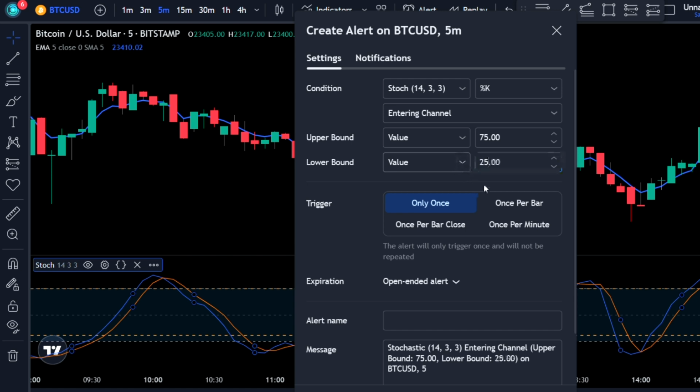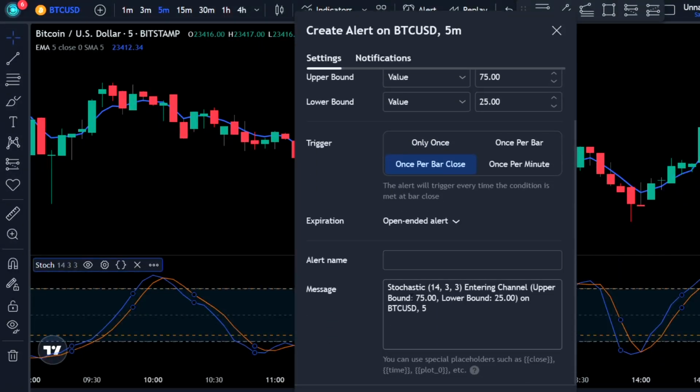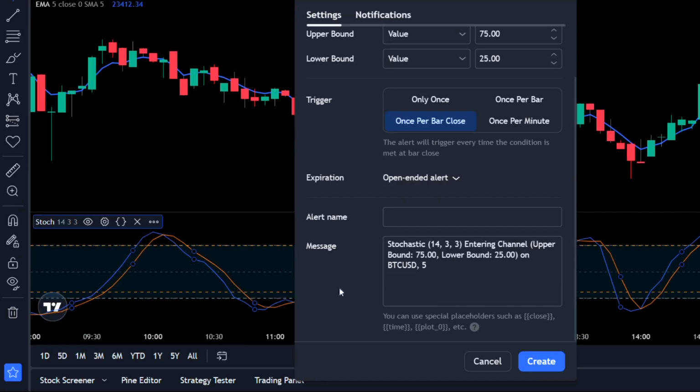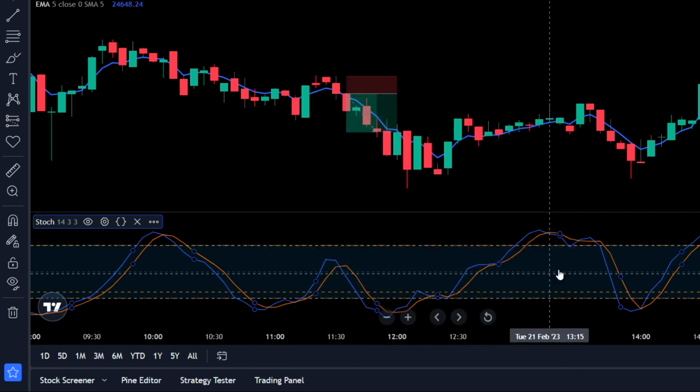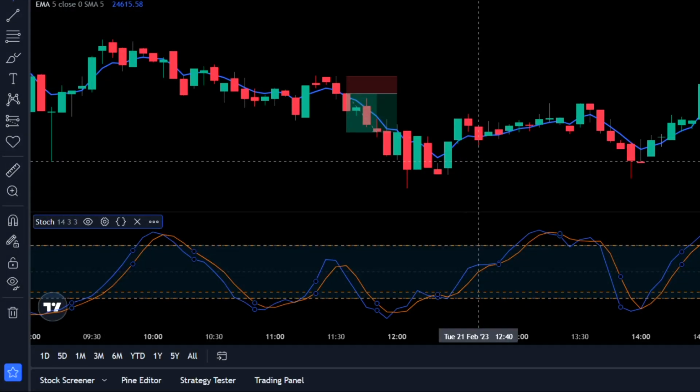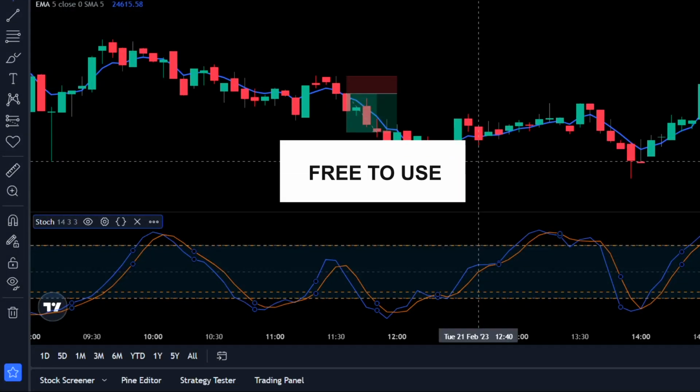Cool. So now you see how it made this a channel, right? Those lines went away. And it put the dotted lines around the channel. So you're going to get alerted here and trigger once per bar close. So whenever a bar closes where the stochastic enters the channel, you're going to get an alert from TradingView for free. It's pretty awesome, right? Okay, click create and you've got your alert set up. Simple as that. And these indicators that I used in this video are completely free to use.